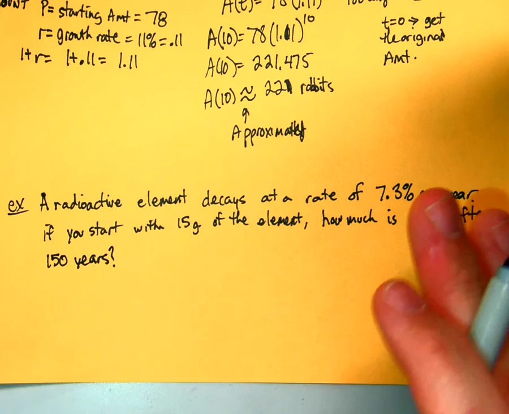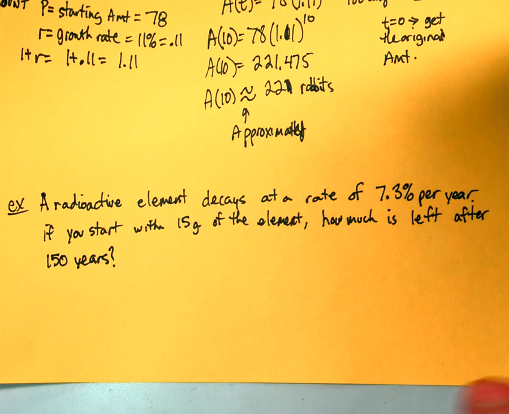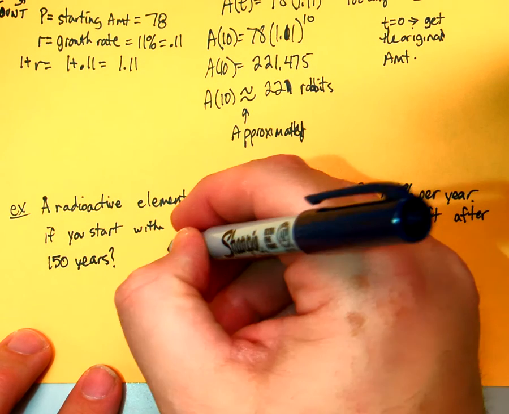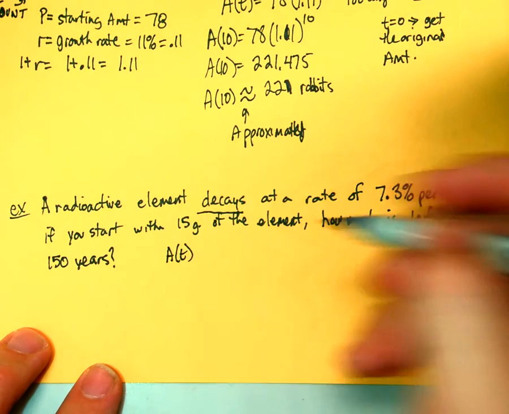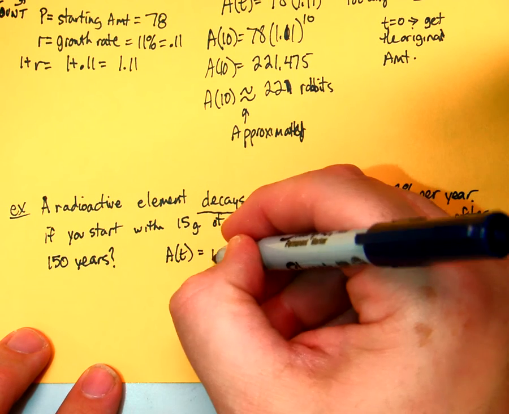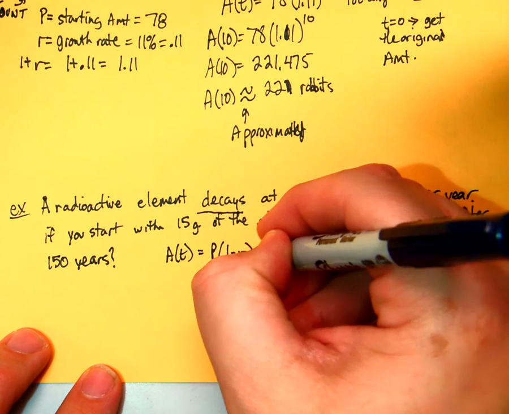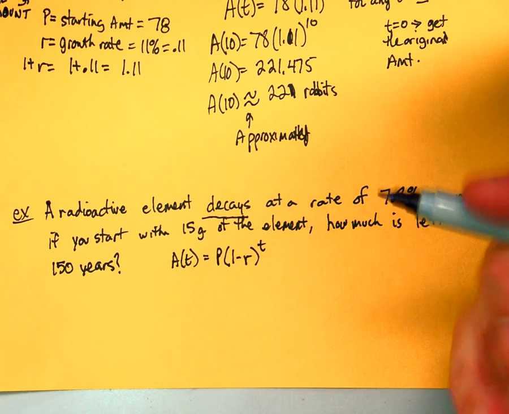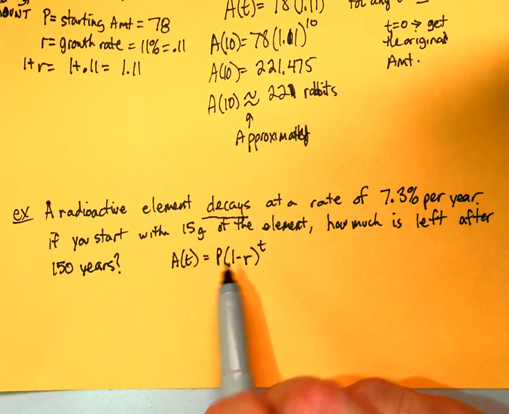Now, is this growth or decay? Decay. So we're going to add or subtract? Subtract, because it says it in the problem. So this is going to be P times (1 minus R) to the T power. Decay is going to give us where we have to subtract off the value here.